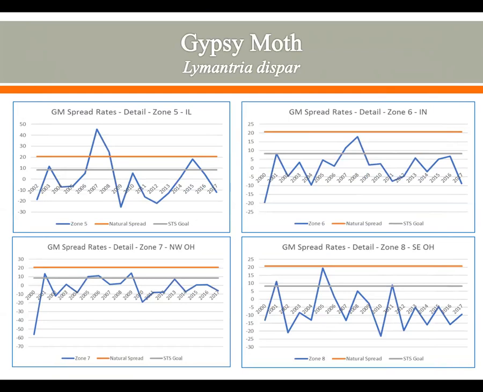They've kept things under the STS goal line over the last decade or so. And then in Ohio, we've been able to do the same thing and have had an overall negative spread rate here in Ohio.